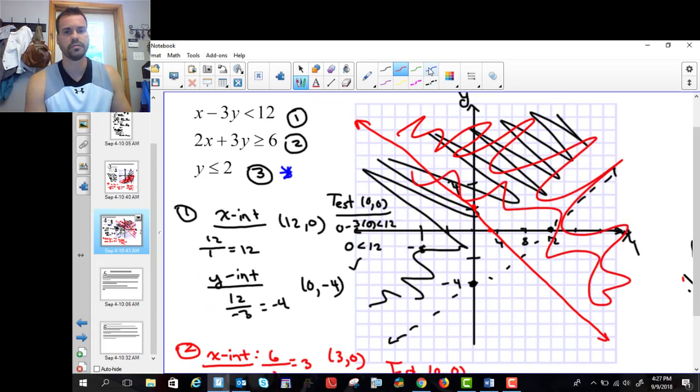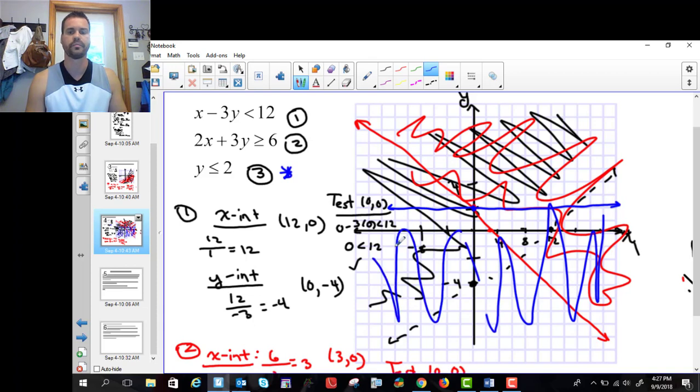And then the last one, which we did in blue, is just a horizontal line. It's just y equals 2. So here's y equals 2. So we're just going to have a horizontal line come out this way, and we're going to go back this way as well. And it's less than or equal to, so that makes it a solid line. And it's less than, so we're going to shade down below it. So it's going to be all of this area in here.